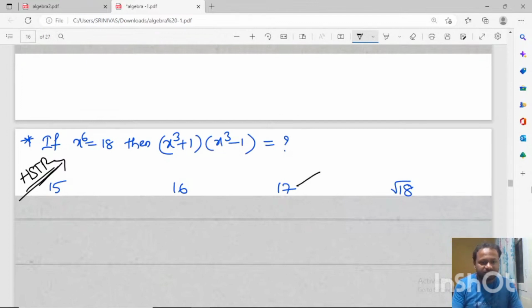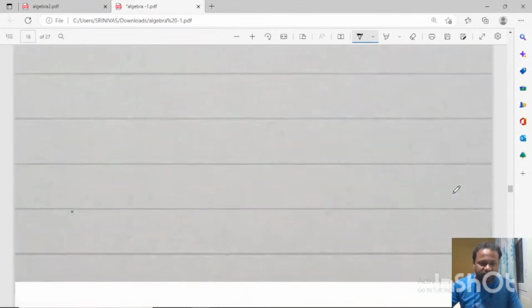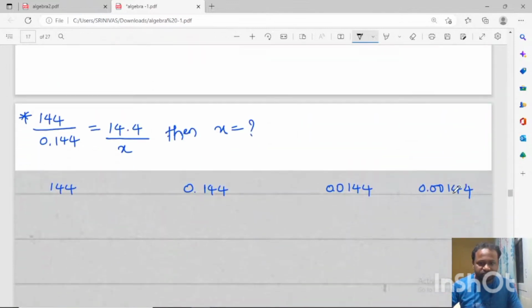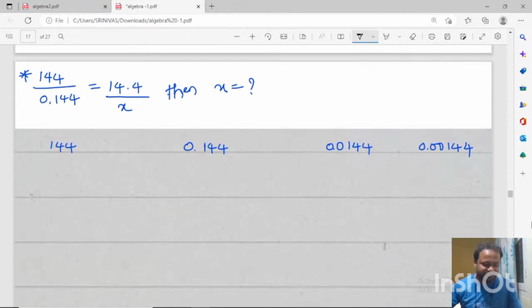Okay. X power 6. This is in the form of x power 6 minus 1. So answer is 18 minus 1, 17, exactly correct answer. Okay, nice. Next, after that, this one. Okay, 0.0114, exactly correct answer.